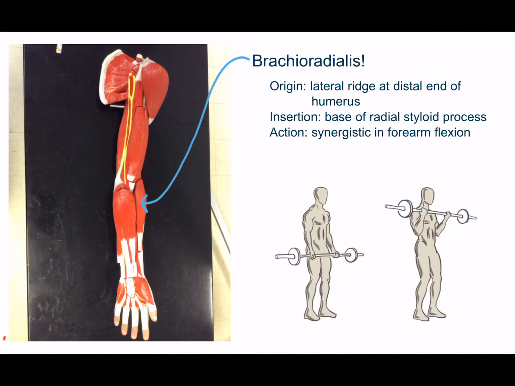And here we go. So the brachioradialis originates at the lateral ridge of the distal humerus and inserts at the base of the radial styloid process, which is a pretty cool little part of the radius. You'll see it in the skeletal model. Its action is it's a synergist for forearm flexion, same movement here.